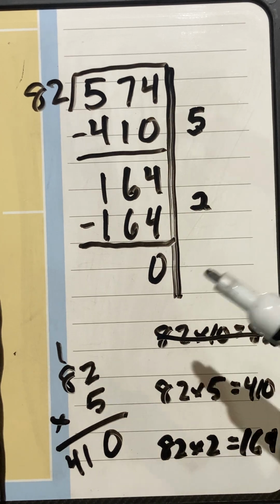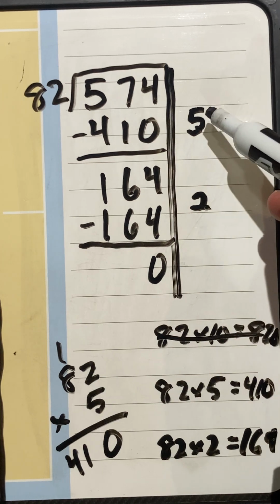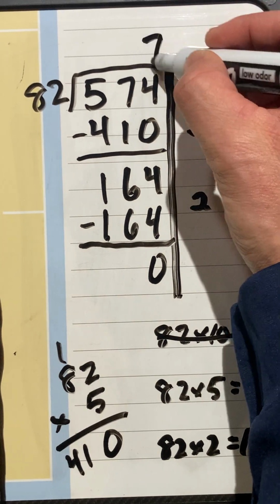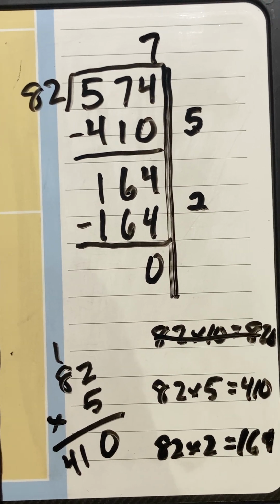We talked previously about if you get to 0 and you know you did everything else correctly, you're done. So 5 plus 2 is 7. 574 divided by 82 is 7.